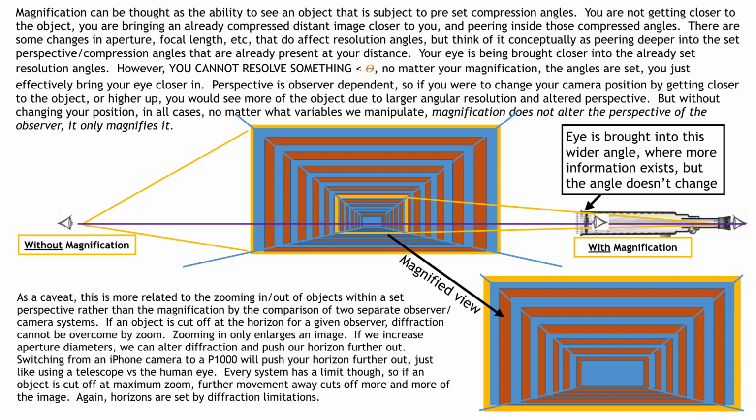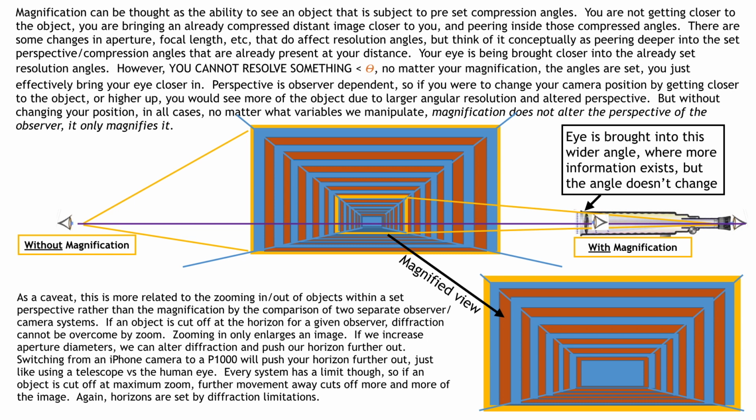But I want to talk about a little caveat here. As a caveat, this is more related to the zooming in and out of objects within a set perspective rather than the magnification by the comparison of two separate observer camera systems. So if an object is cut off at the horizon for a given observer, diffraction cannot be overcome by zoom. Zooming in only enlarges what you're already seeing, what's already being captured by that observer at that aperture and at that wavelength. So when you're zooming in, you're essentially diminishing the aperture. You're not making it wider. You're not resolving more. You're just bringing what is there, enlarging it, and seeing it a little bit better.